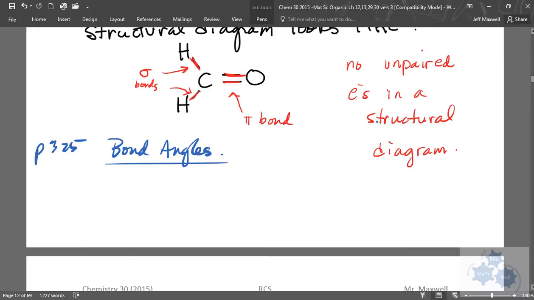So page 325, we talk about bond angles, the angles between bonds. Let's take that methane again, for example. Here the H's are all spread out evenly. So if we have 4 bonds, and they're all spread out evenly in three-dimensional space, what's the bond angle between them? It's probably a little different than you might think.